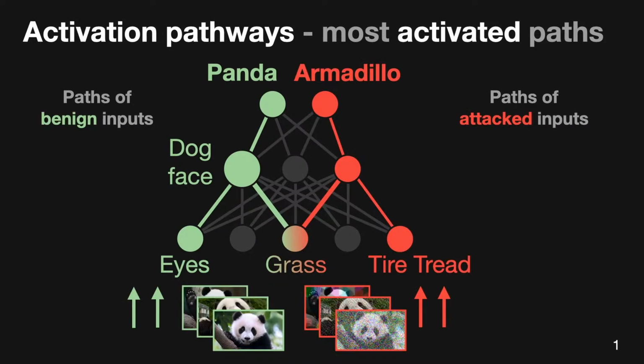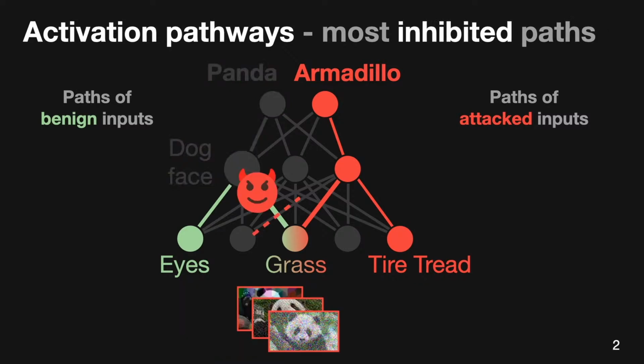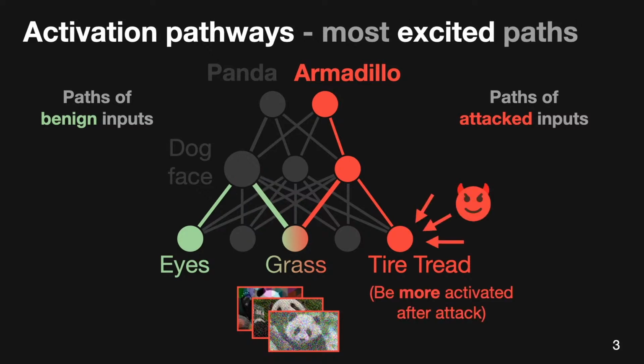To understand how the attacks manipulate the neurons and the paths inside the models, Bluff visualizes the activation pathways of both benign inputs and attacked inputs. That is, Bluff finds and visualizes the most activated pathways given benign and attacked input data. Bluff also visualizes the most inhibited paths by the attack to uncover where the attack is blocking the signals to the benign path. Also, Bluff visualizes the most excited paths by the attack.